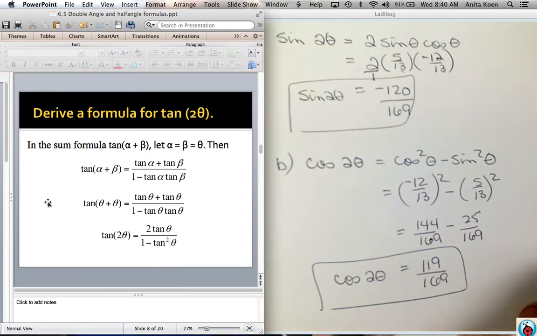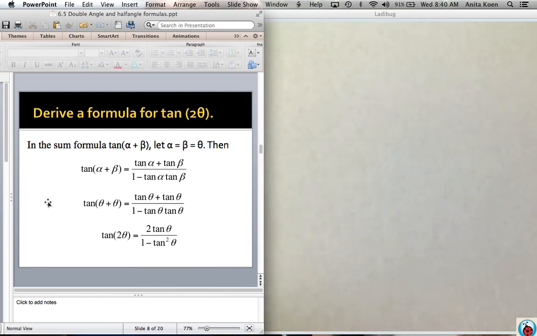Okay, very quickly we will derive the formula for the tangent of 2 theta. I'm going to go through this with you and let you look at it. We're using the same tactic that we did before. We're using the sum formula, so the tangent of alpha plus beta. Our sum formula for tangent is tangent of alpha plus tangent of beta over 1 minus the tangent of alpha times the tangent of beta.